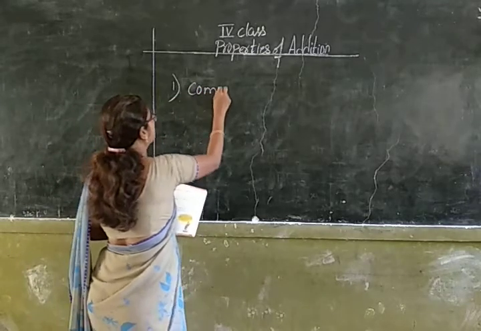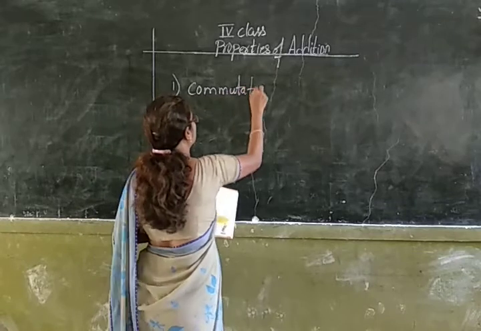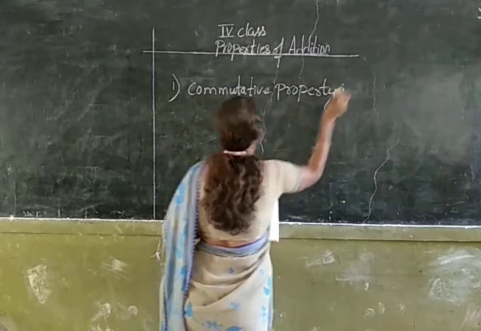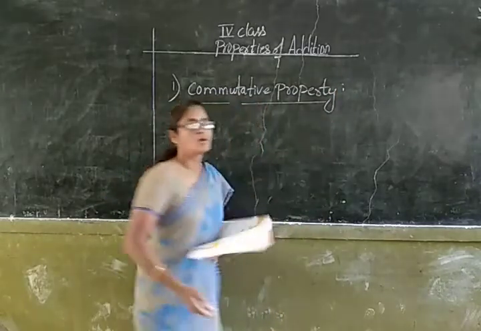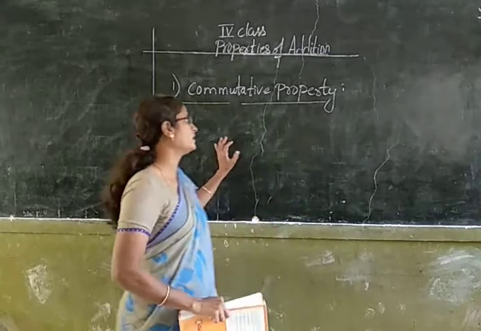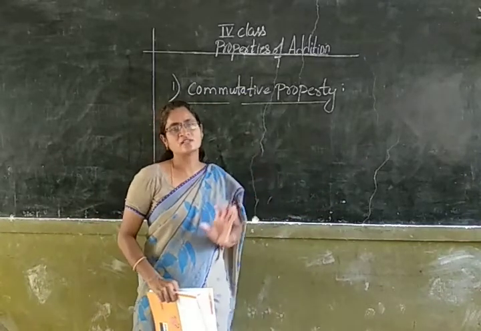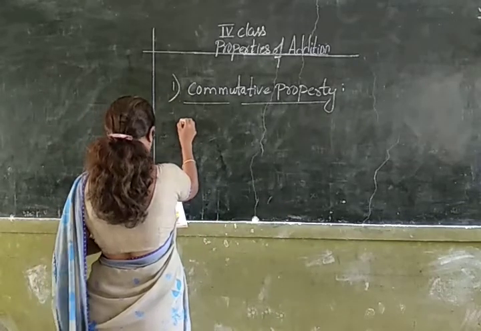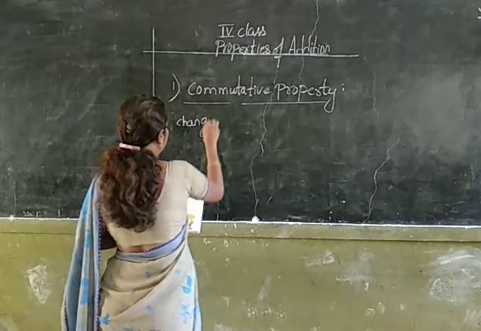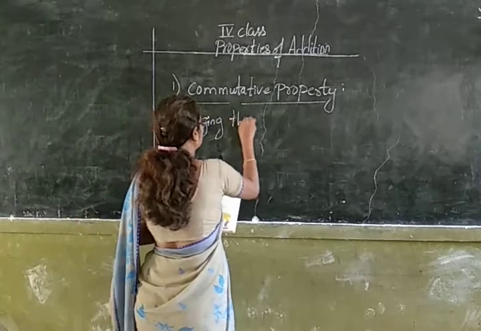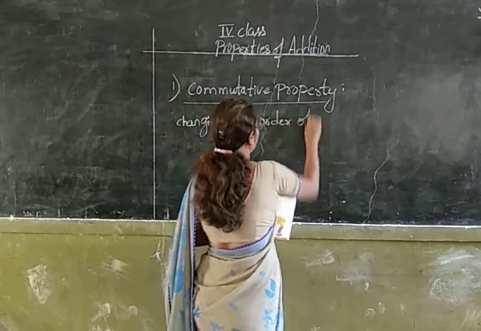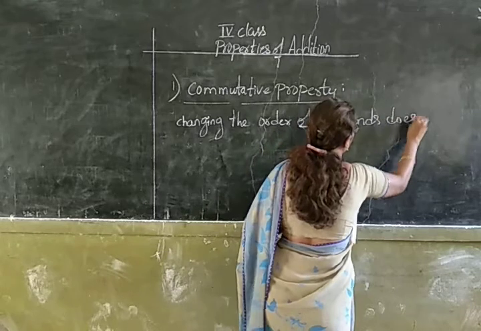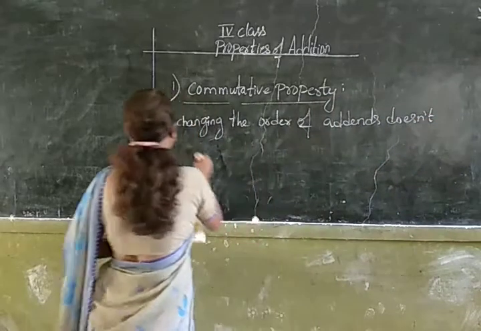Additions have some properties. The first property is commutative property. According to this property, change of order of addends does not change the sum.